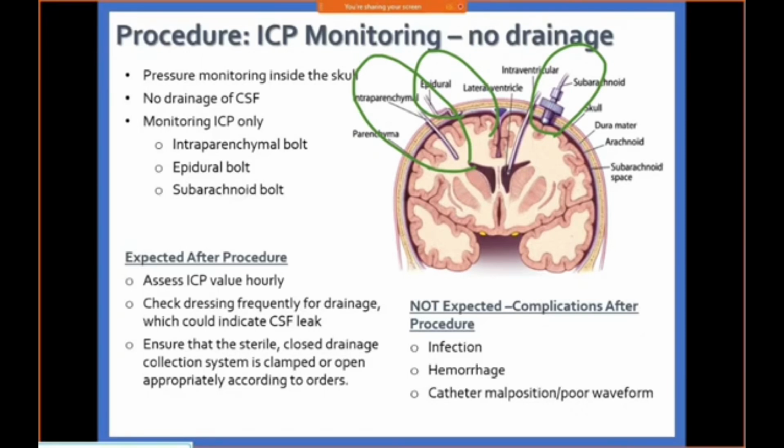So it just depends on what the doc wants to put in. ICP monitors don't drain CSF. They just monitor, and they can tell you, yeah, you've got a really high ICP, but it's not going to enable you to do anything about it. Anytime you put something into the brain, watch out for infection, bleeding, or a CSF leak.